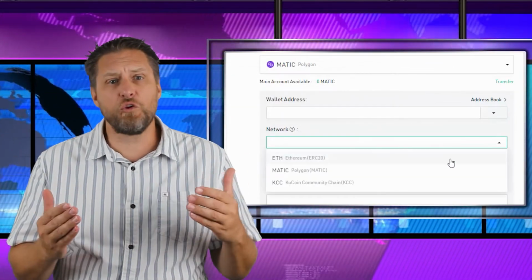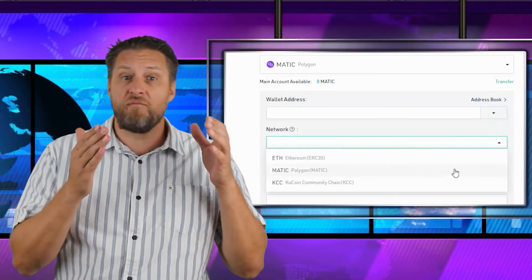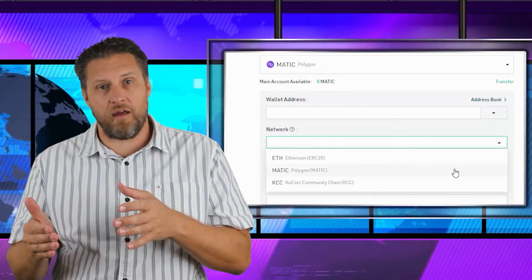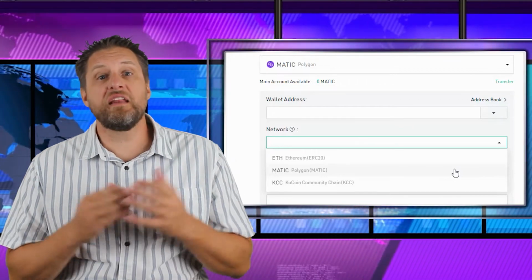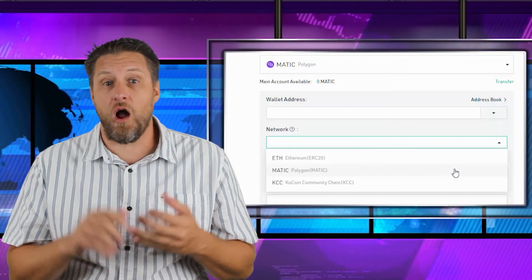I know this can be confusing, but just like we have Ethereum on Ethereum and on Polygon networks, we also have Matic on Ethereum and on Polygon networks. To save on gas, we need to keep all of this on Polygon. So make sure that when you withdraw your tokens that you're on the correct network.